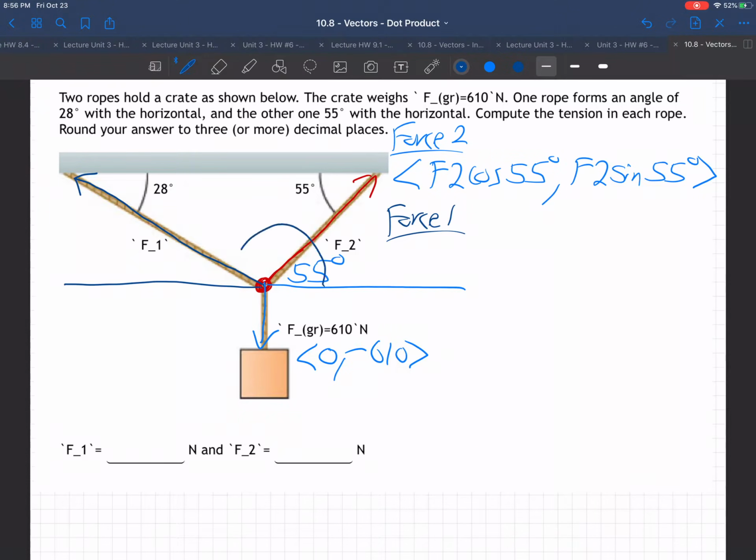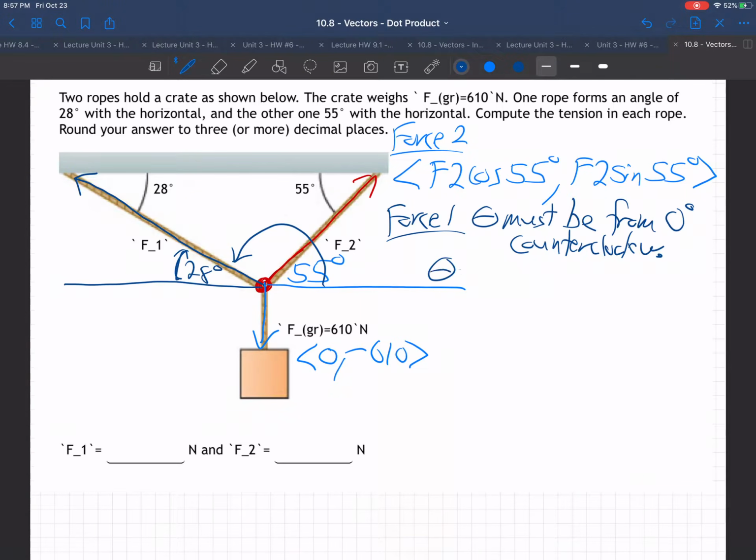Force 1, right over here. Now we have to get this angle. That's the trick. Theta must be from 0 degrees counterclockwise, right? So you think, well, this is 28. Well, that means this is 28, right there. So how can we get the angle? Theta must be 180 minus 28. Theta must be what? 152 degrees? That's the angle of force 1, 152 degrees.